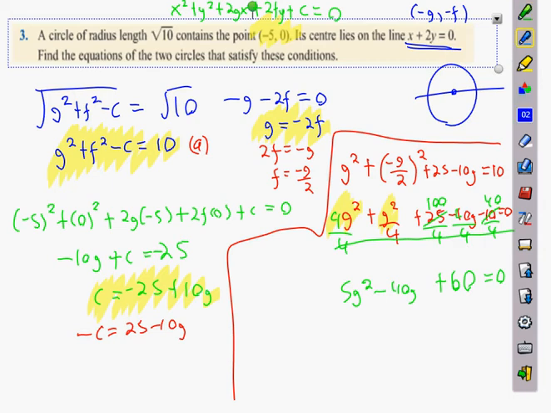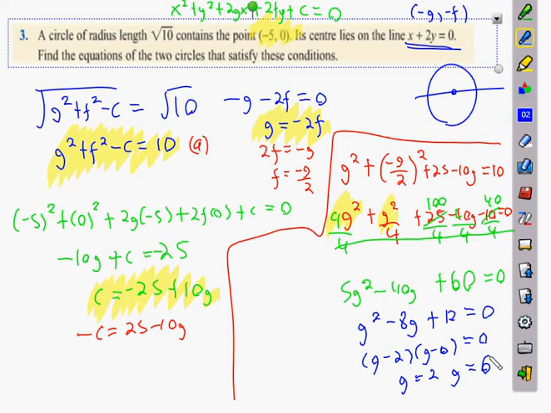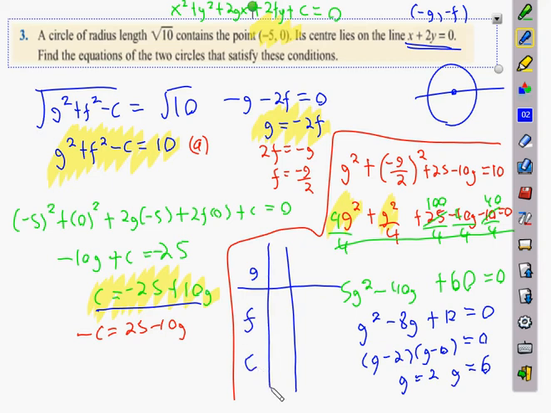Dividing by 5 we get g squared minus 8g plus 12 equals 0. So (g - 2)(g - 6) equals 0. G equals 2, g equals 6. Two different g values. Next thing, two different c values. So we can make a little table to keep track of what's what, for when g is 2 and when g is 6.